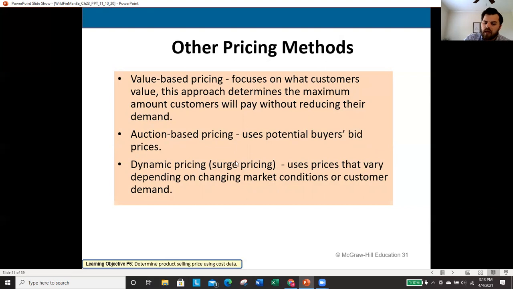We also see what's called dynamic pricing or surge pricing. This uses prices that vary depending on changing market conditions or customer demand. Now, this is something that we are certainly allowed to do, but it sometimes gets a very, very ugly press. So, for example, companies that use this effectively and don't really get in too much trouble for it, something like Uber, right? During a peak time of travel in a busy city, you will pay more for your Uber than you will during a downtime. It just is what it is, right?